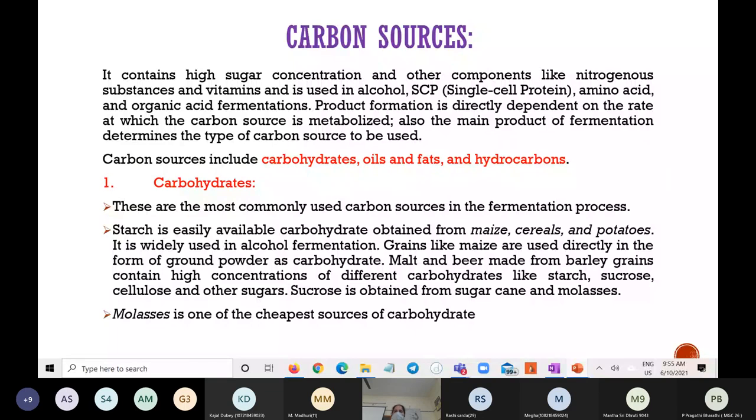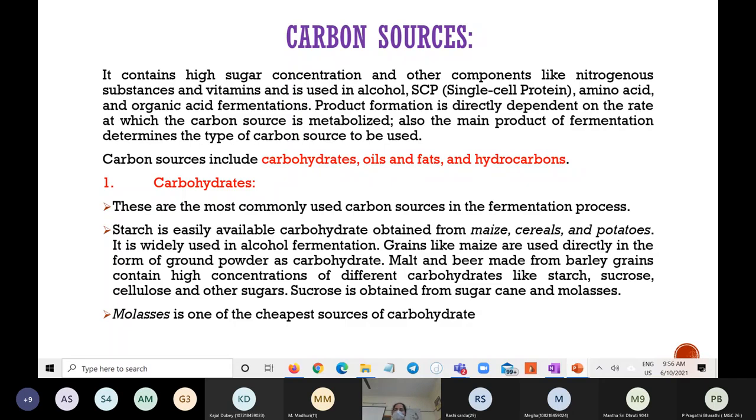So like we have seen that first is the carbon source that is required by the microbes. So, okay, is it clear till now? Yes, ma'am. Okay. So I will continue now.